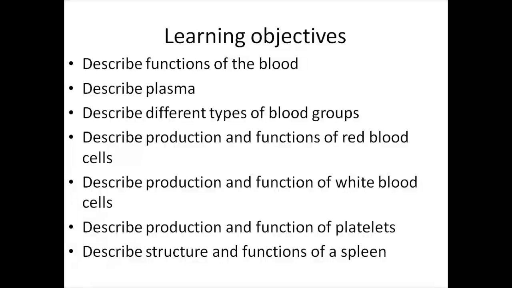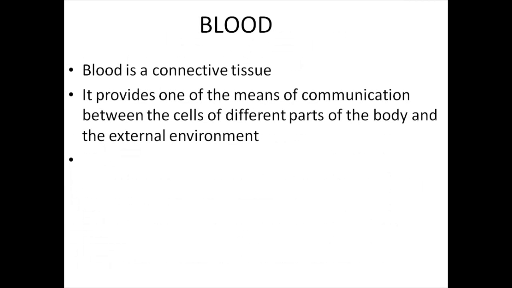The sixth will require us to describe the production and function of platelets. And the last will require us to describe the structure and function of the spleen. So, our first presentation will involve the discussion on the first three learning objectives. That is to say, the description of the function of blood, the description of plasma, and the description of different types of blood groups. Starting with the first, that will involve the description of blood.